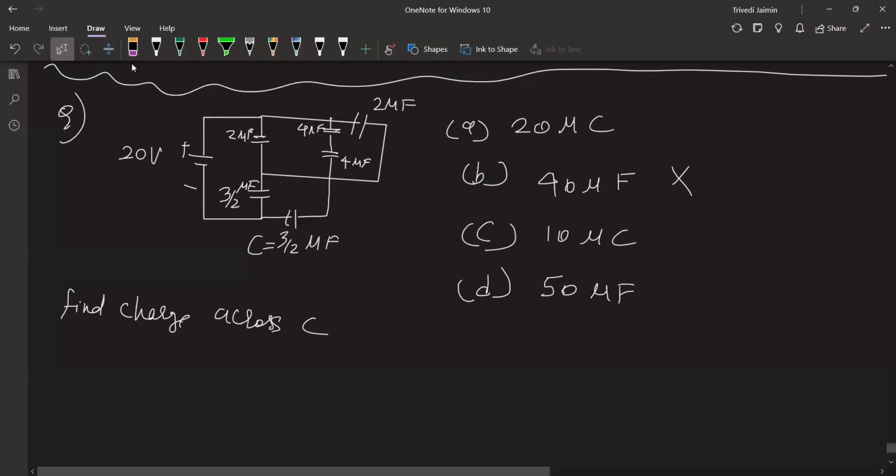See, that means these two options are ruled out. We have only 10 and 20. Find out, is it 10 or is it 20? Come on, guys. Do it. Don't take more than 2 minutes. Do any method, whatever way you find easy. Find out the charge across C.